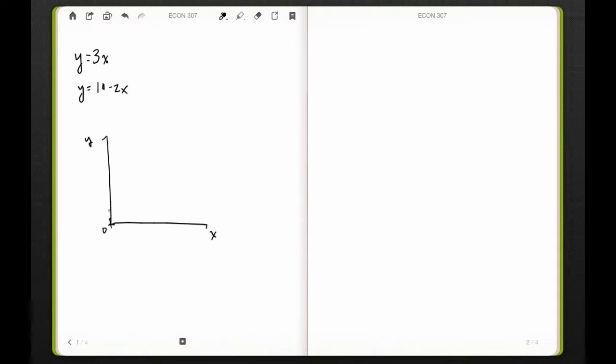So this is our origin. So of course we're going up here. This is increasing positive numbers. We move to the right. This is increasing positive numbers as well. So the first one I'm going to graph is this y equals 3x. And let's use a different color. Let's use blue for this.